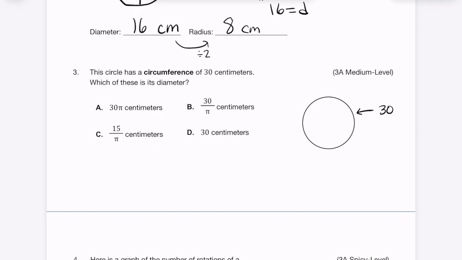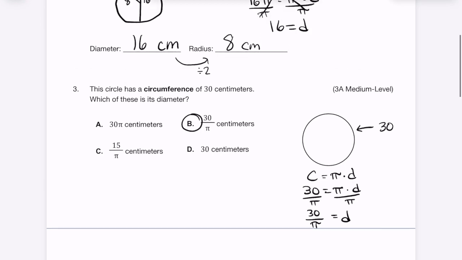If the circumference is 30 centimeters, then we know circumference is pi times diameter. If we want to find the diameter here, we have to divide by pi. So we divide both sides by pi. You could just do 30 divided by 3.14 on a calculator, but that would give you the rounded answer. So this is giving me the exact answer.